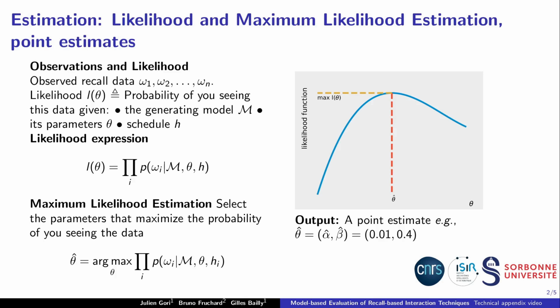The likelihood is defined as the probability of observing this data, given a particular data model, which in our case is a memory model, the parameters of this model, and the schedule. The method of maximum likelihood estimation then works by finding the parameter value that maximizes the likelihood. This produces a point estimate, that is a point in a 2D space.